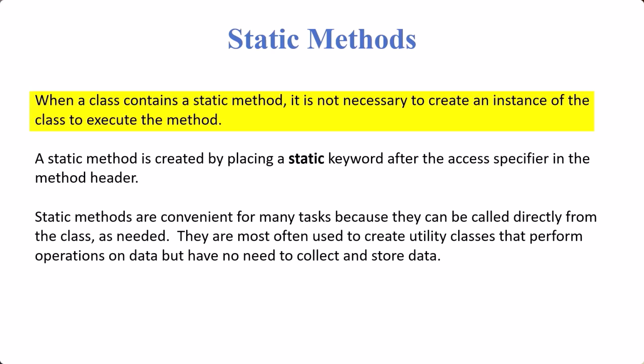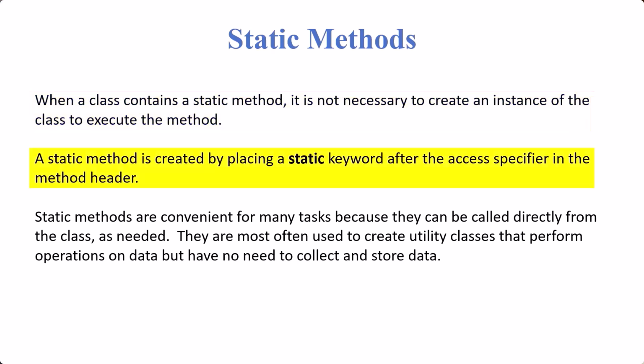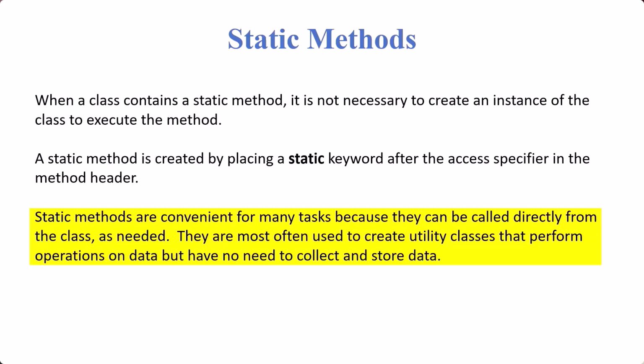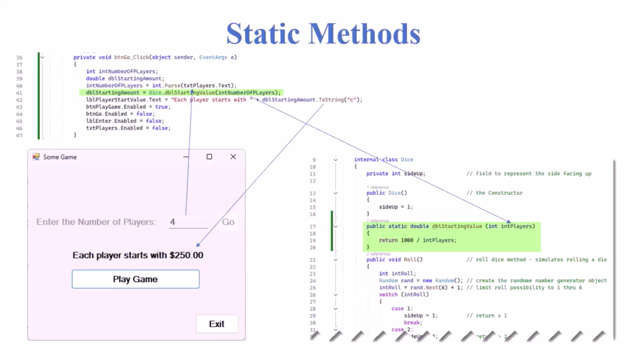But let's look at static methods once. They're different than fields and properties. Fields and properties, you could almost interchange them in how you would actually use them. Methods is something a little bit different. When a class contains a static method, it is not necessary to create an instance of the class to execute the method. A static method is created by placing a static keyword after the access specifier in the method header. Static methods are convenient for many tasks because they can be called directly from the class as needed. They are most often used to create utility classes that perform operations on data but have no need to collect or store data. And we're going to see something like that.